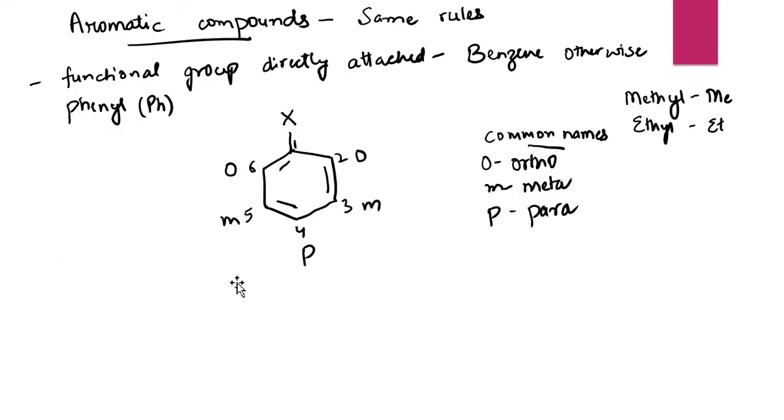Now for aromatic compound, we follow the same rule. Now if the functional group is directly attached to benzene ring, we call it as benzene. Otherwise we take it as a phenyl. If I have some functional group here, it can be any functional group. The carbon which is next to it is 1 position. The next one is 2, 3, 4, 5, 6. Now 2 and 6 position are ortho position. 3 and 5 are called meta, and 4 position is called para position. So you can check out few.